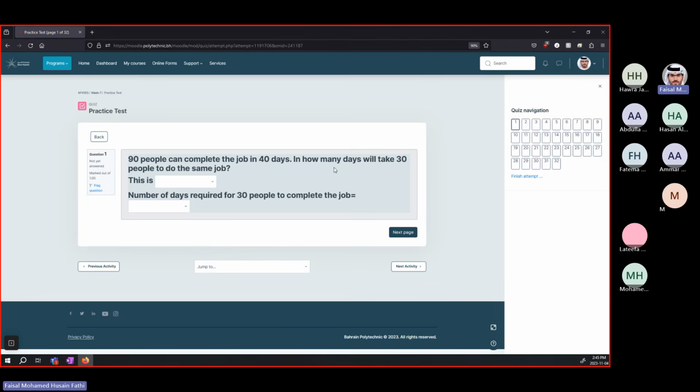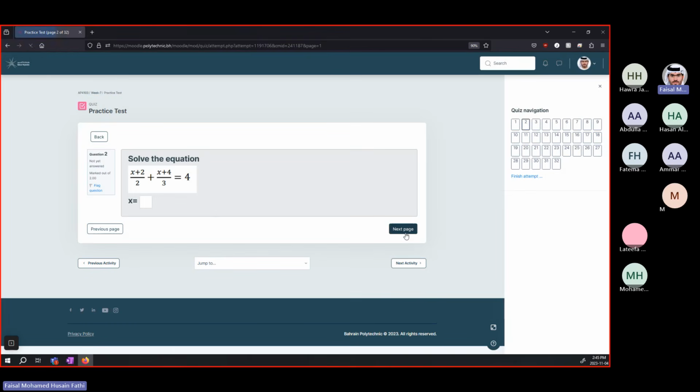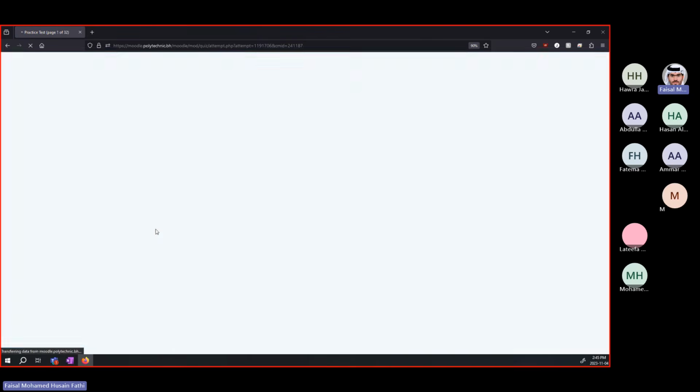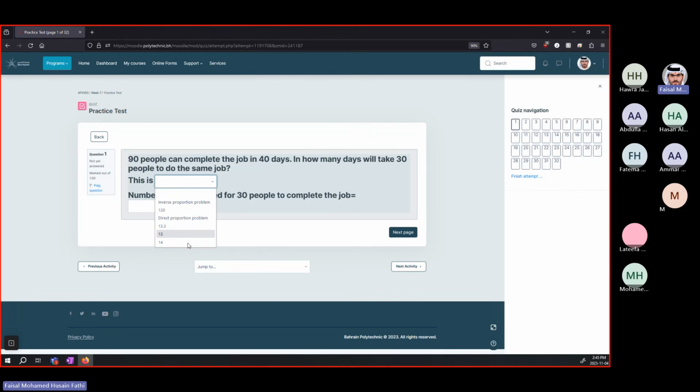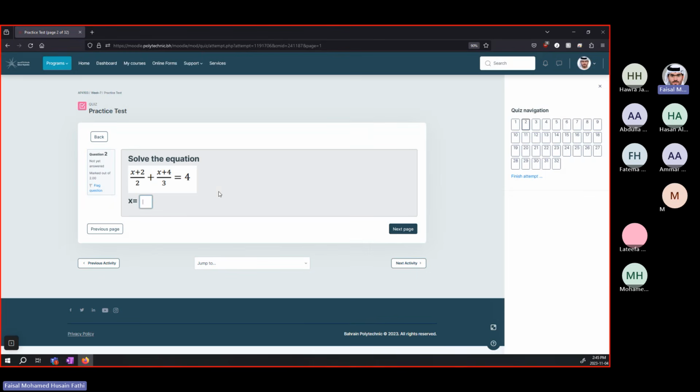90 people can complete the job in 40 days, and how many days will it take 30? This is proportionality. You guys should know how to do this. As you see, in some of them you will have to decide whether it is direct or indirect, and for the answers you have to do the calculation. For the x you have to put the value.